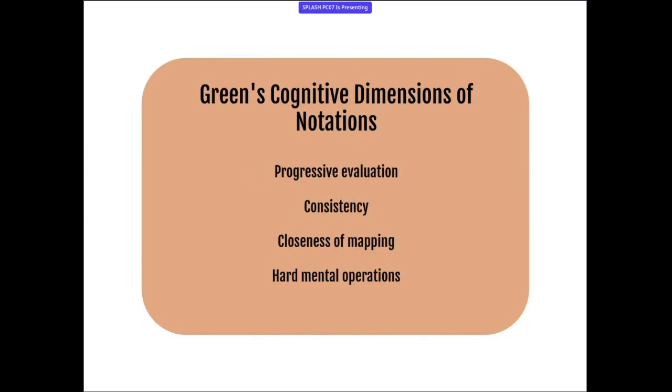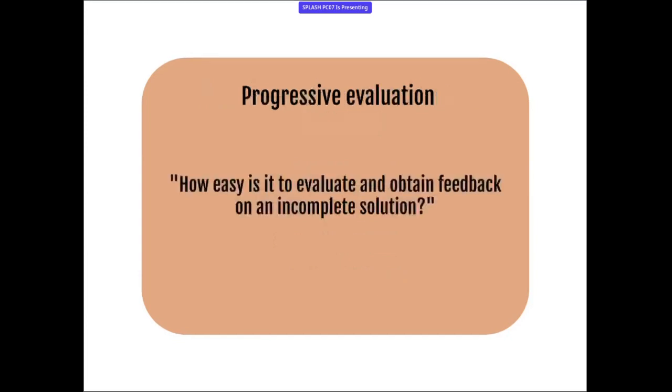And okay, so I don't have user studies, but I do have this. There are these 14 things called Green's cognitive dimensions of notations, which are userless ways to evaluate, given a specification system, how easy it is to use. I'll try to argue using this, at least, that our system is pretty usable. So progressive evaluation essentially says how easy is it to obtain feedback on partial solutions.